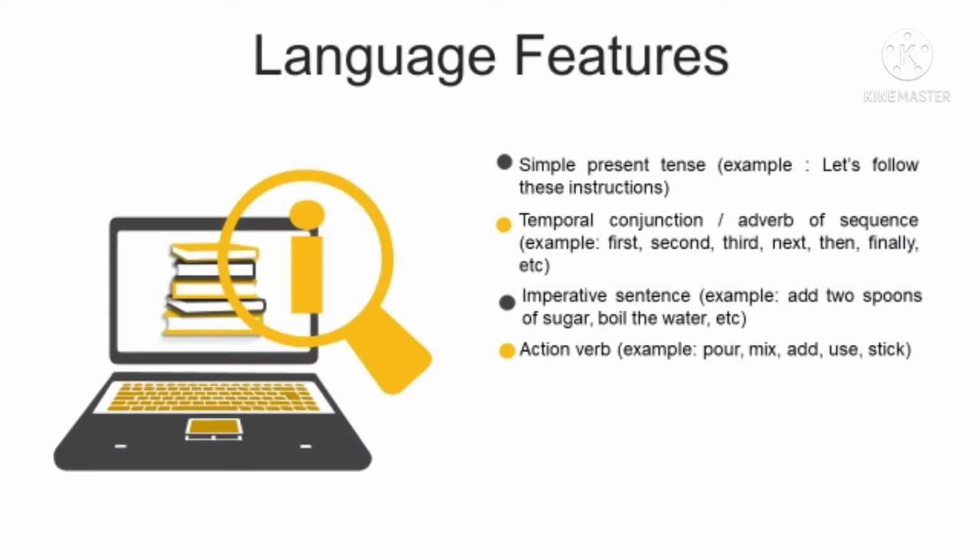Language features of manual are: first, simple present tense. For example, let's follow these instructions. And the second, temporal conjunction or adverb of sequence. For example, first, second, third, next, then, finally, and etc.